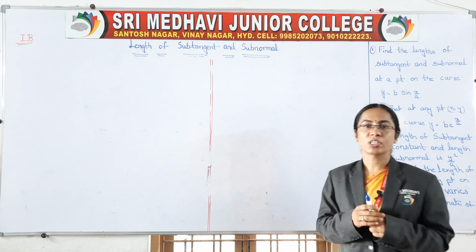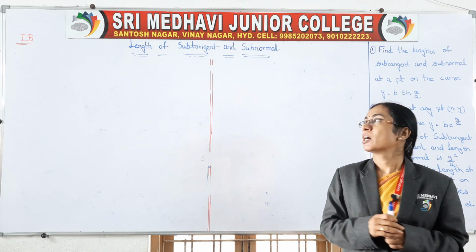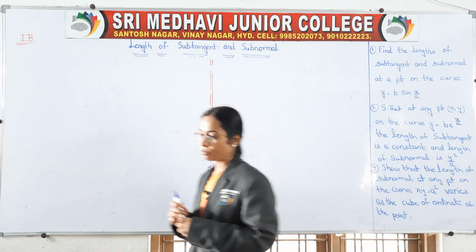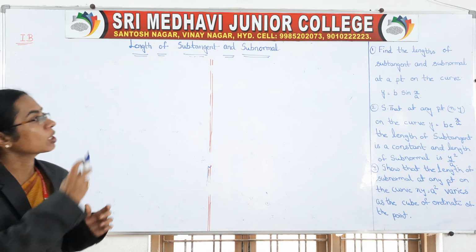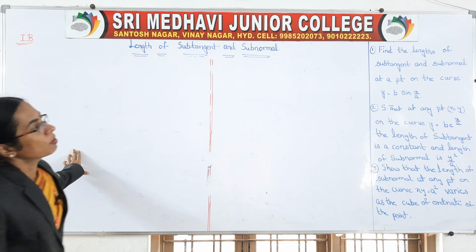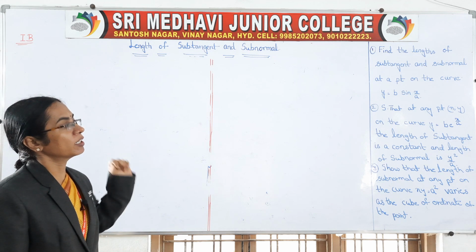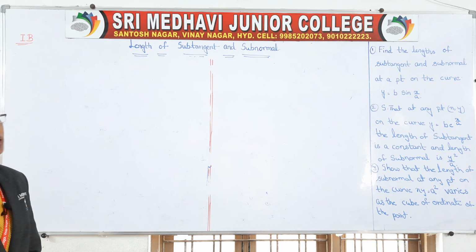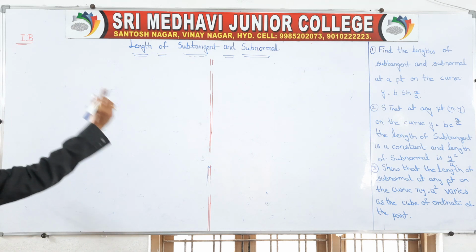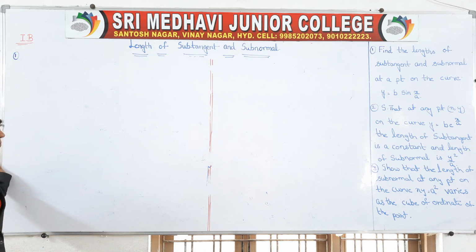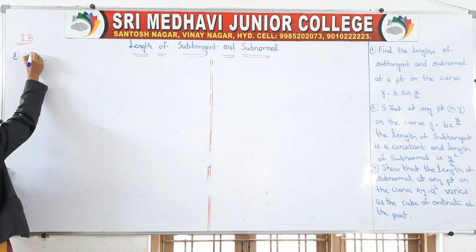So today we will solve some more problems on length of subtangent and subnormal. Okay, 4 marks questions. So come to the first one. Find the lengths of subtangent and subnormal at a point on the curve y is equal to b into sin x by a. So, most repeated question, 4 marks question.